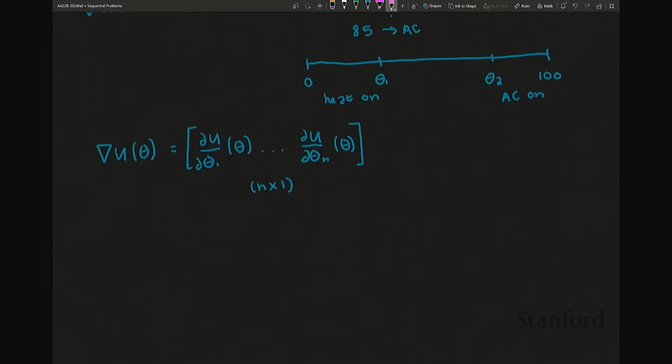So the first method is something that you probably saw in early calculus, and that's going to be finite differences.